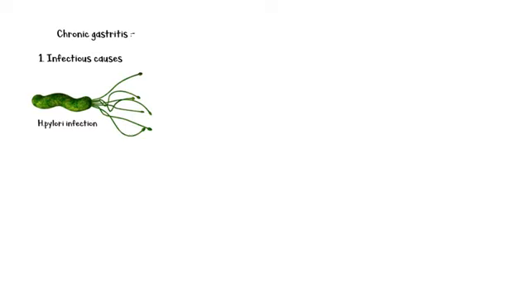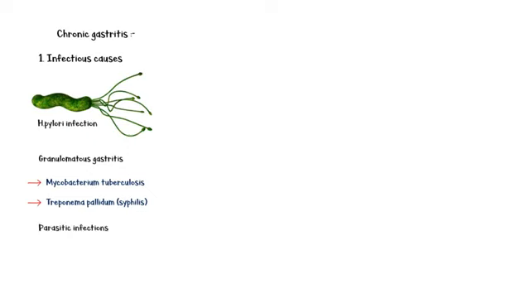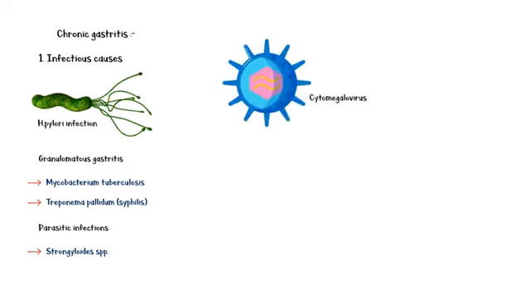Chronic gastritis also has both infectious causes as well as non-infectious causes. The major infectious cause is the Helicobacter pylori bacterium. Additional infectious causes include granulomatous gastritis, which is associated with Mycobacterium tuberculosis, and Treponema pallidum, which causes syphilis. Parasitic infections, especially with Strongyloides species, and infection with cytomegalovirus are also causes.